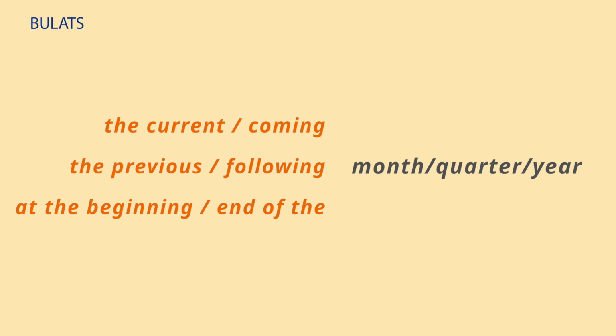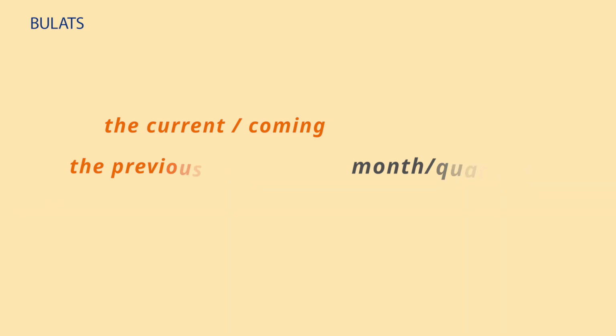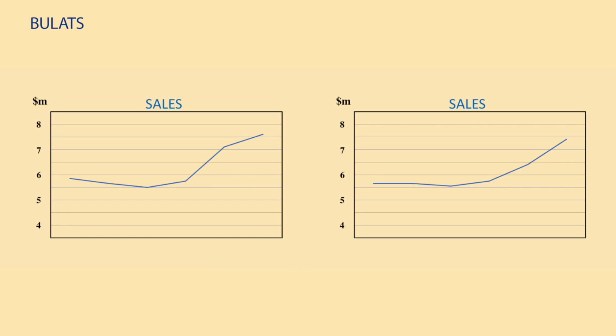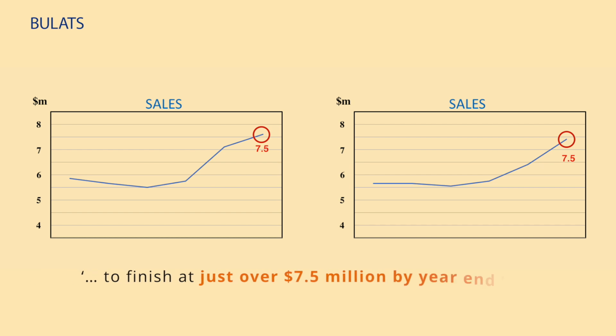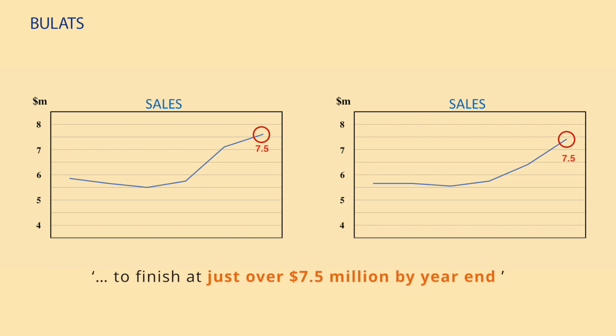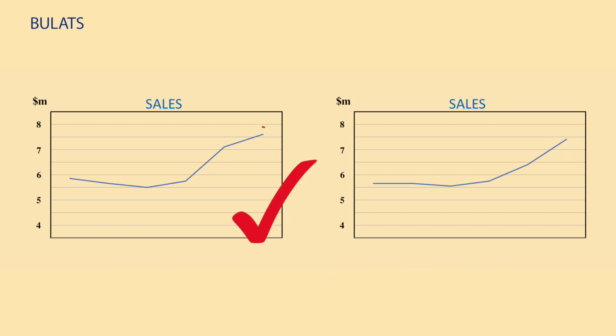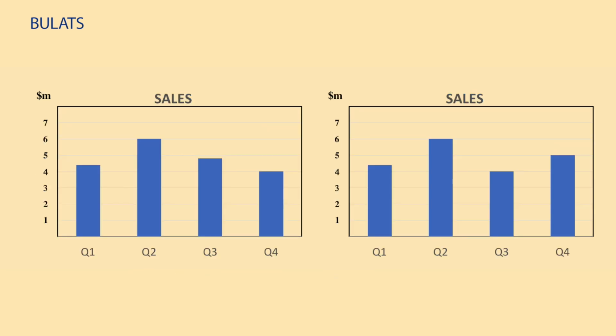Let's combine the two things we've just looked at so far with a quick practice. Although sales were relatively flat for the first half of the year, they increased in the second to finish at just over 7.5 million by year end. In the second quarter, sales reached a peak of 6 million, but they were down to 4 million by the end of the following quarter.